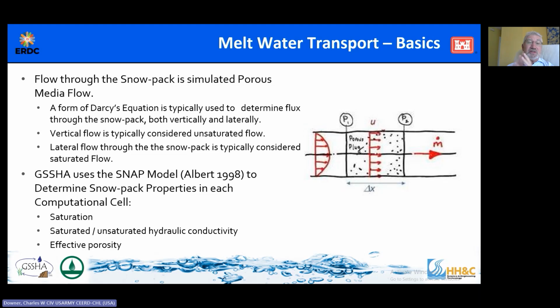So GSSHA uses the SNAP model. That was from Mary Albert. She was at CRREL for a long time, and she wrote this model. It models the snowpack properties in each computational cell. I mean, the SNAP model is a point model that we calculate the properties in each cell. And that gives us saturation, saturated versus unsaturated hydraulic conductivity, and effective porosity. This is all of the snowpack. This has nothing to do with the soils, what I was talking about earlier.